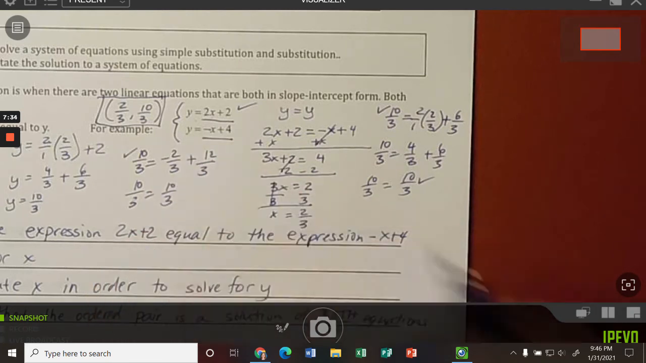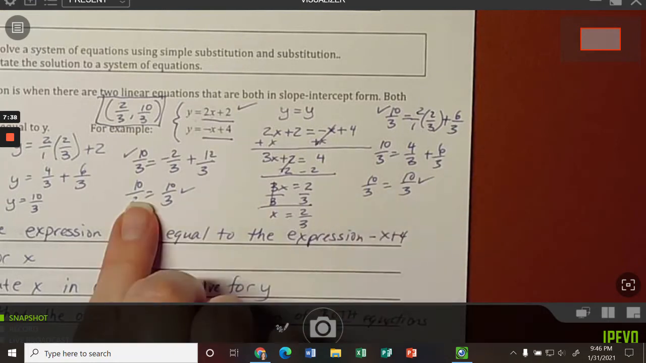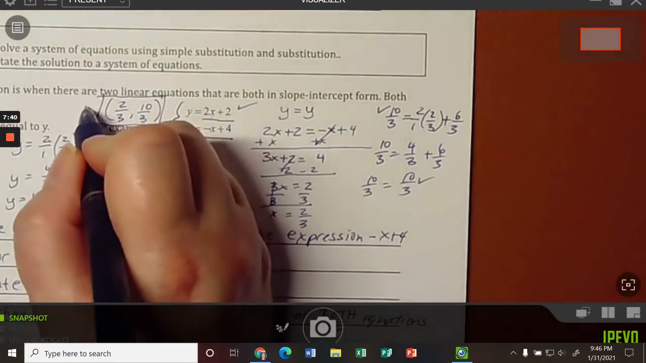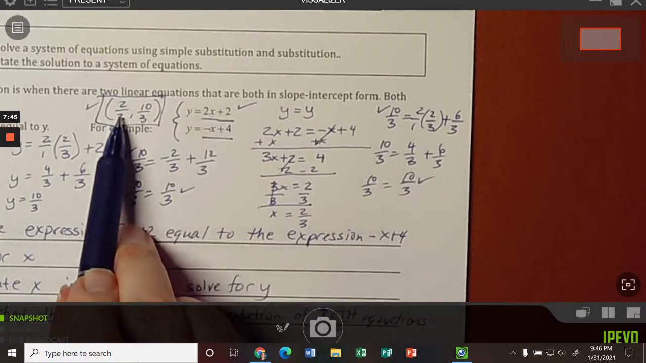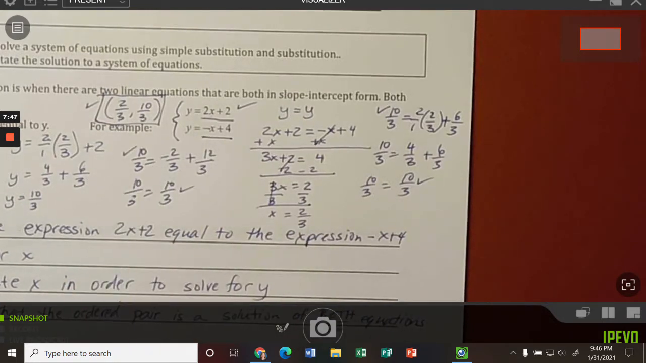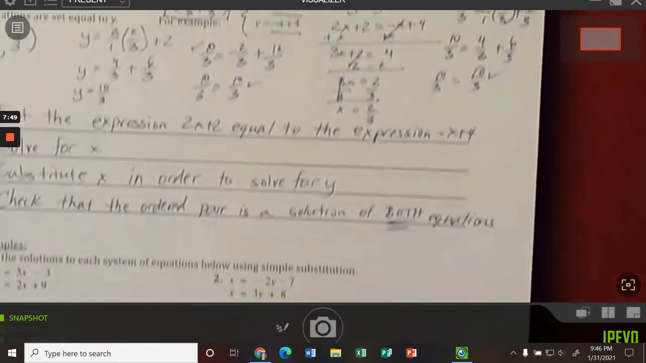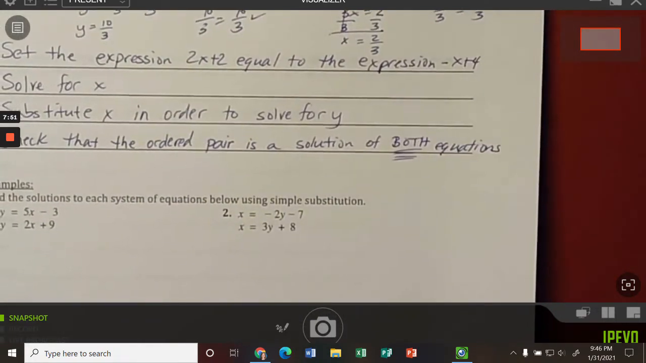Okay, just adding there. 10/3 does equal 10/3, so it checked out in the first equation, and it checks in the second equation, so we checked our answer. We know that the solution to the system is 2/3, 10/3. Okay, so let's do a couple more examples here.